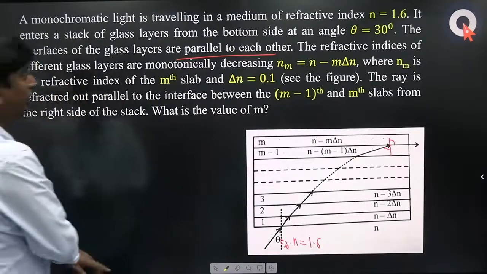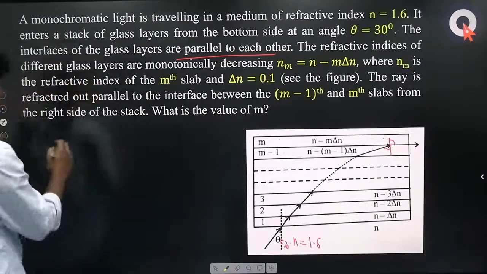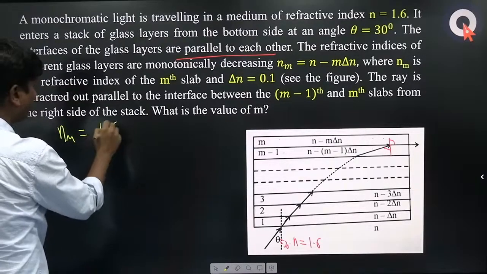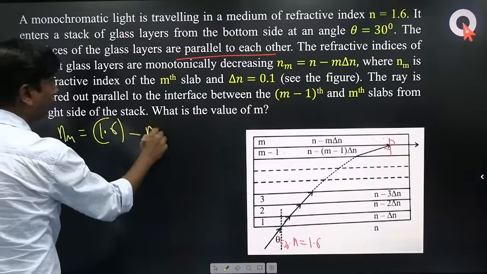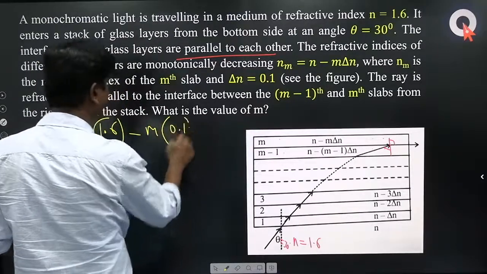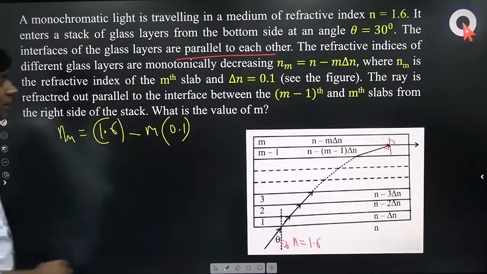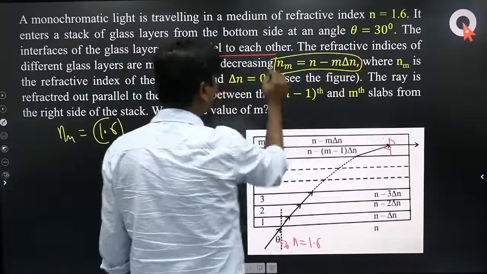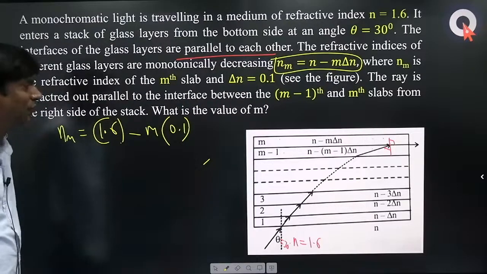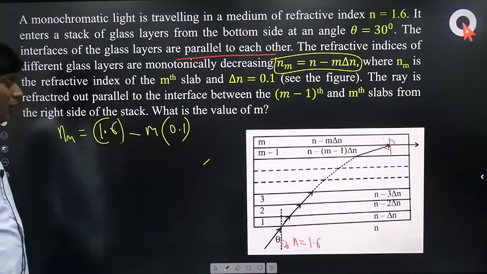So n of m is equal to n minus m into delta n, that is n of m is equal to 1.6 minus m into delta n. Delta n is already given as 0.1. So we write it like this, substituting the value of n and the value of delta n, right?